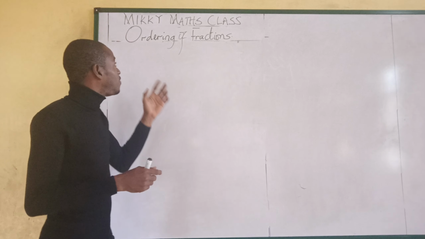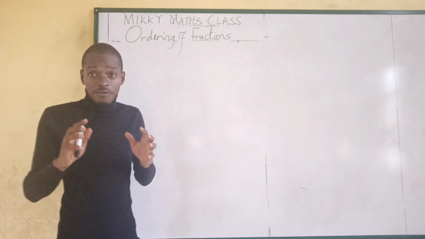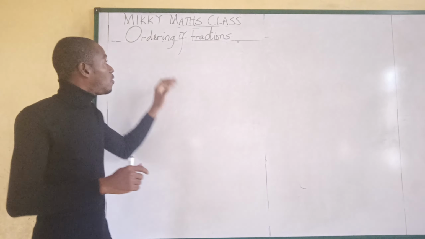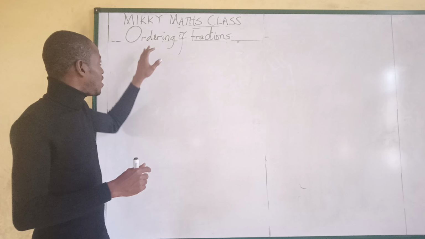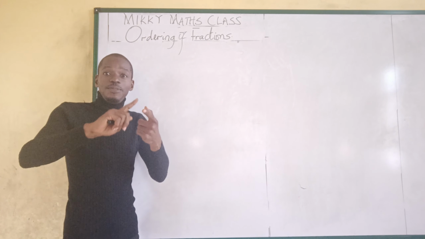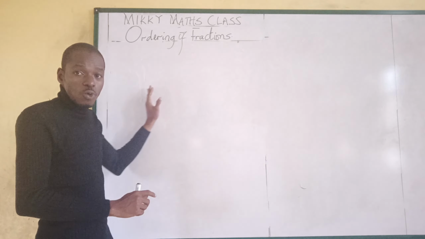Today we'll be looking briefly at ordering of fractions. What do we mean when we say ordering of fractions? There are two things that come to mind. Ordering of fractions, that's order, means arranging the fractions either in ascending order, that's from the smallest to the biggest.